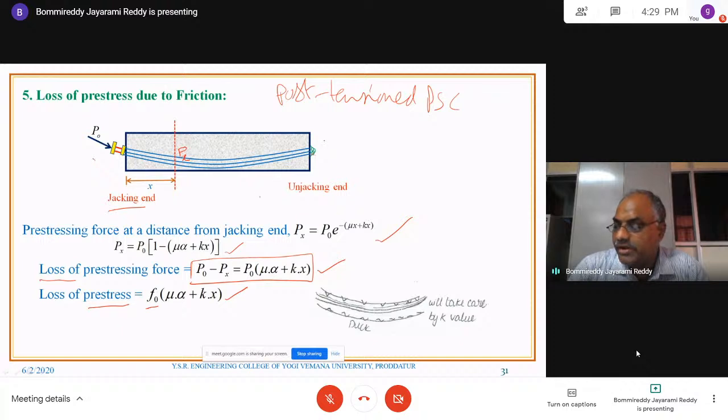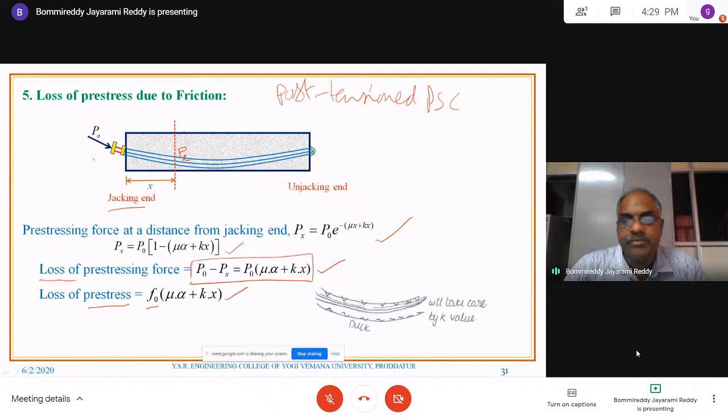Cumulative angle: if you draw the tangent here and draw the tangent here, the angle between these two is called the cumulative angle, or simply change in the angle from jacking end to the unjacking end is alpha. K is the coefficient which is considered for the wave effect, and that is 0.015 per meter. X is the distance from the jacking end.